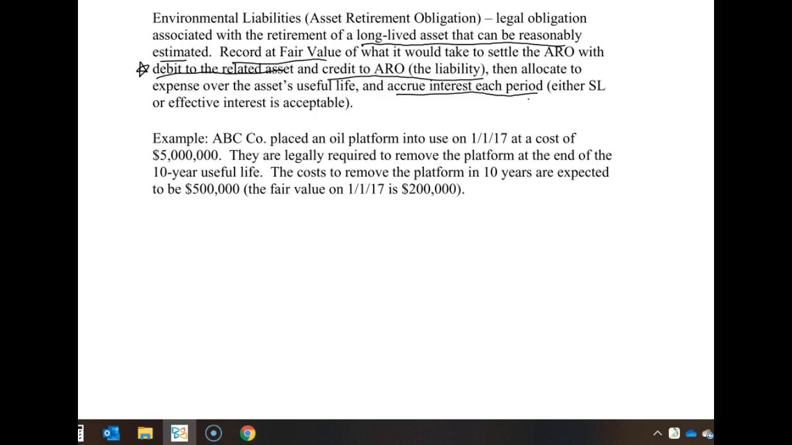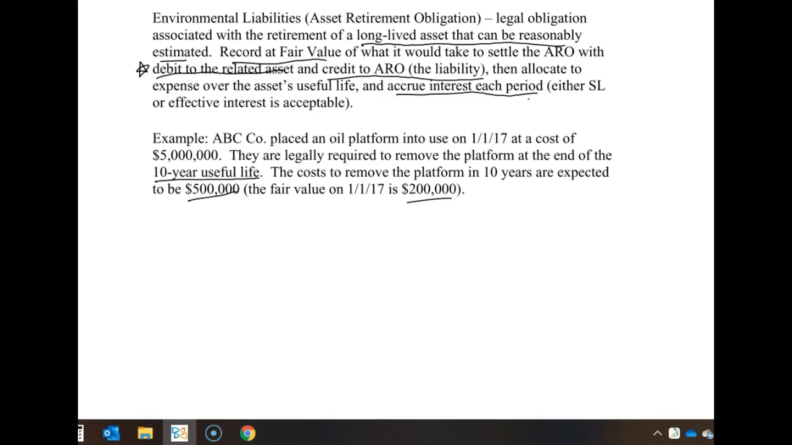So we've got a company putting an oil platform into use January 1st, 2017, at a cost of $5 million. That's the long-lived asset we're dealing with. The next couple of sentences deal with the obligation. They're legally required to remove the platform at the end of a 10-year useful life. The cost 10 years from now is $500,000. The fair value is $200,000. We need to keep all that straight here.